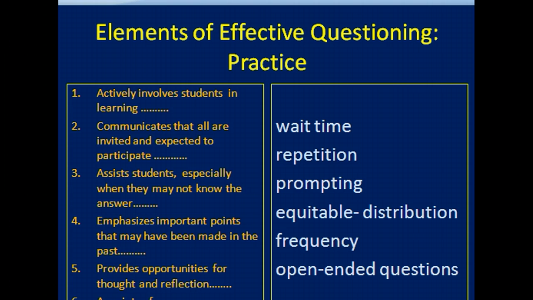On slide 23, just want to see if you can match the definitions on the left-hand side with the key term, with the key questioning strategy on the right that we've been talking about. Sorry, that's slide 24. All right, so that's a little review for you.